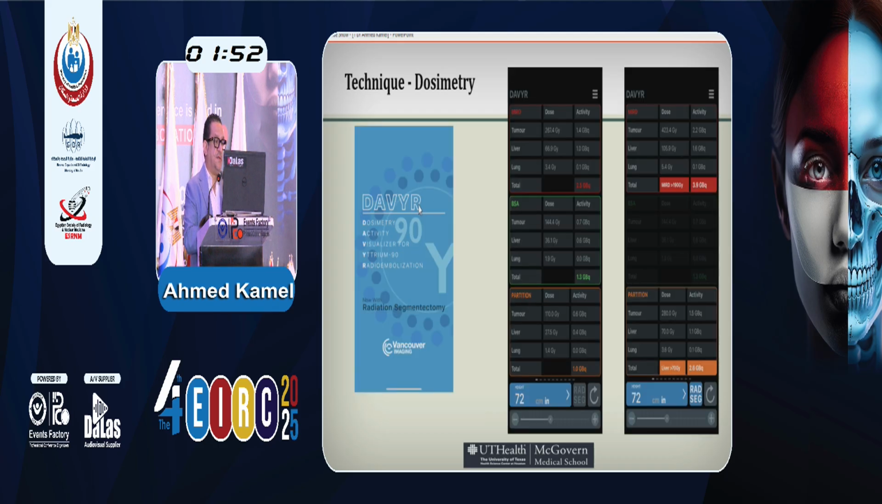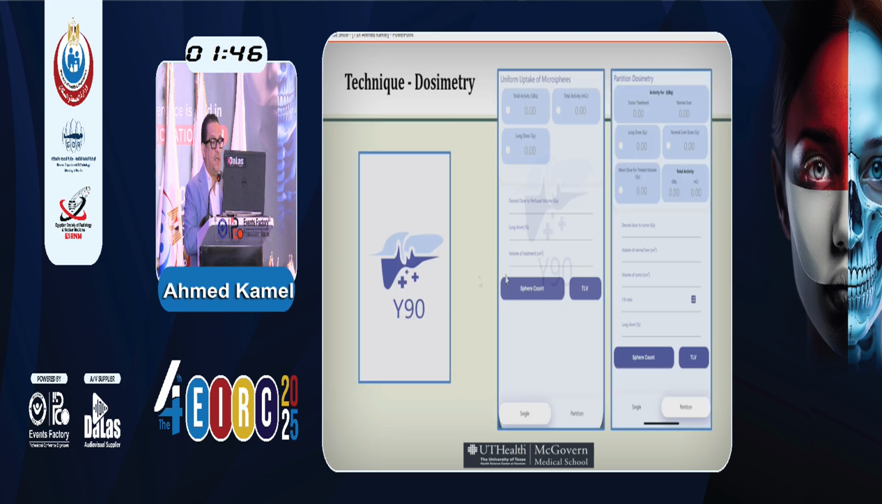And there are a lot of calculators now to make it easy on you, like the DAVR or the Cancer Y90. These are all present on your cell phone these days. You can just put in the dose that you desire, the lung shunt, and the volume of the treatment area, which, as I said, we get from cone beam CT.